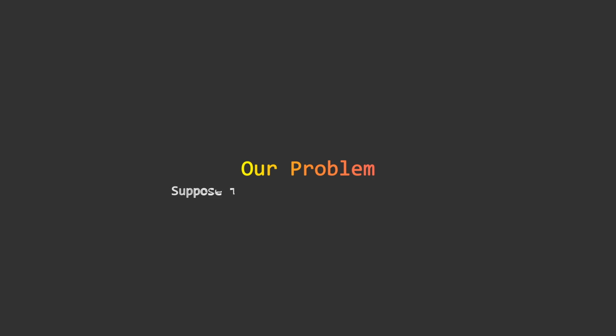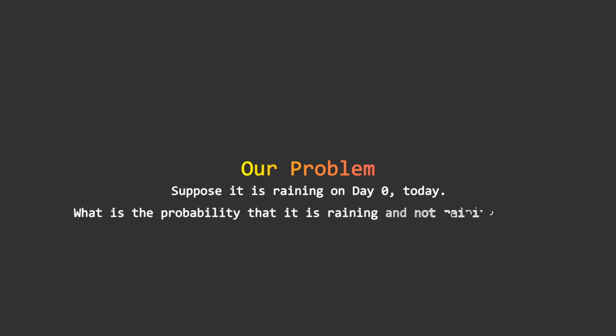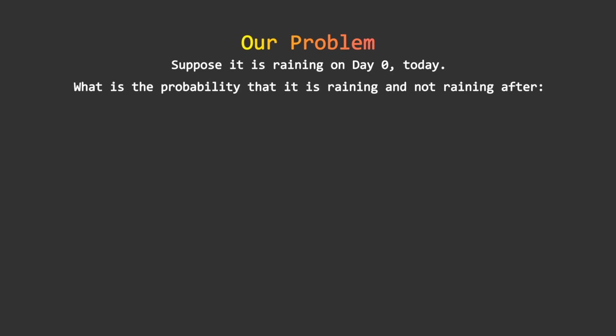Our problem can be split up into 3 parts as follows. Suppose it is raining on day 0 today. What would be the probability that it is raining and not raining after 1 day? Similarly, what would be the probability after n days, and lastly, after an infinite number of days?